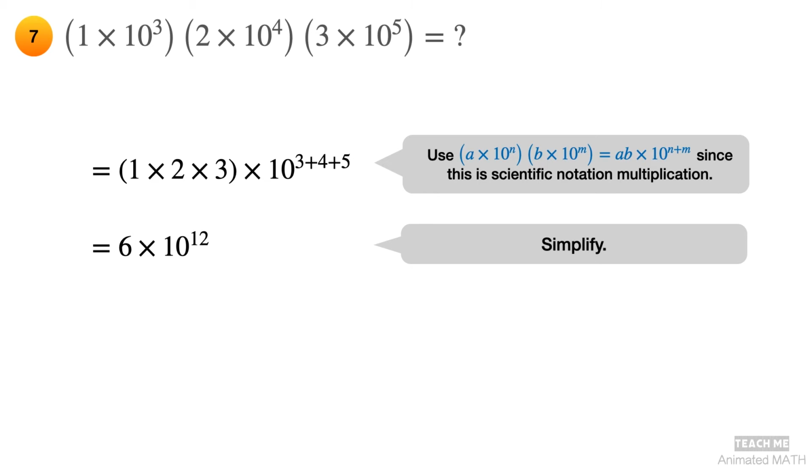1 times 2 times 3 is equal to 6. 3 plus 4 plus 5 is equal to 12. This will give you a final answer of 6 times 10 raised to 12.